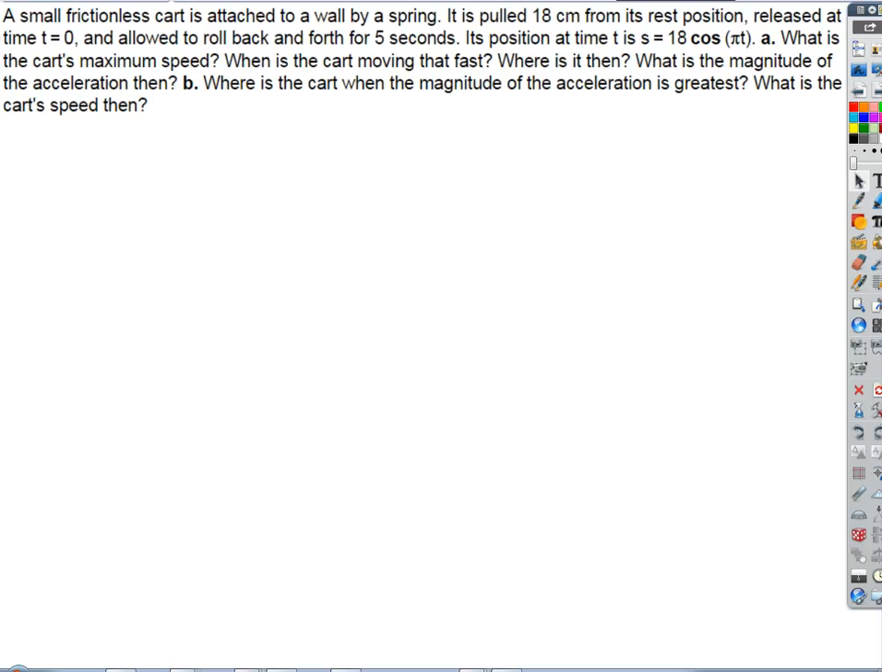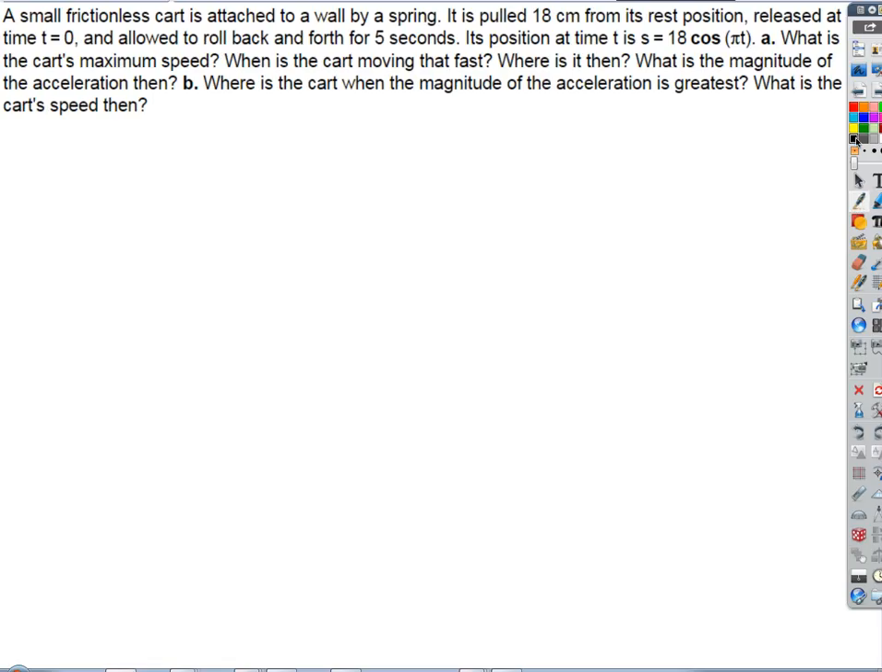What is the magnitude of the acceleration? And B, where is the cart when the magnitude of the acceleration is greatest? What is the cart speed then? Okay. So what are we going to do? So what's our position function? 18.